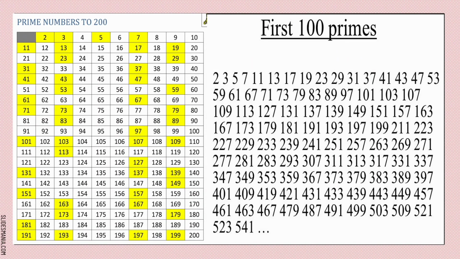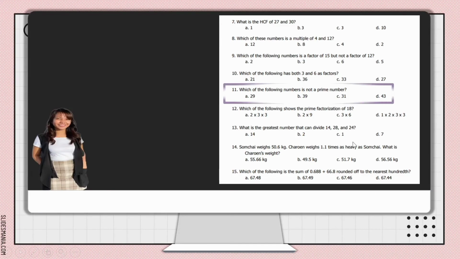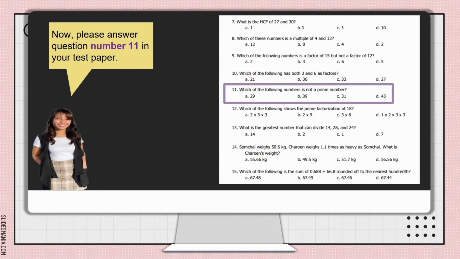Okay, so again, this is the list of prime numbers. The numbers that are shaded in yellow here, and then the first 100 numbers here. Okay, now please answer question number 11 in your test paper. Which of the following numbers is not a prime number?